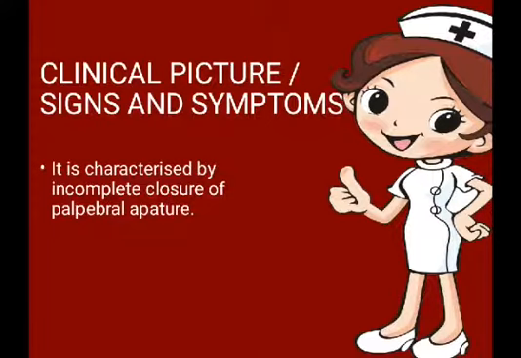Now what is the clinical picture, or in other words, the signs and symptoms? It is characterized by incomplete closure of the palpebral aperture. The palpebral part does not get closed properly, or it does not coincide with our upper lid. As a result, the eyes do not get properly closed. The eye suffering from lagophthalmos can't get properly closed.